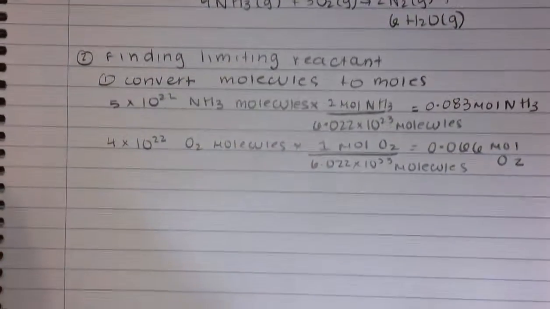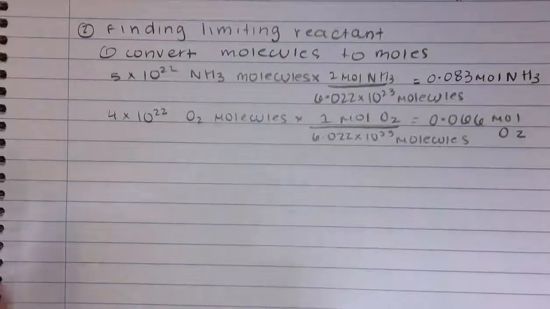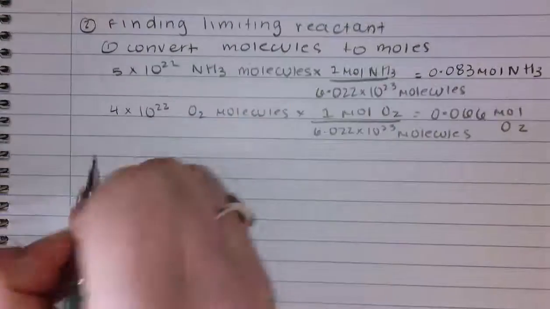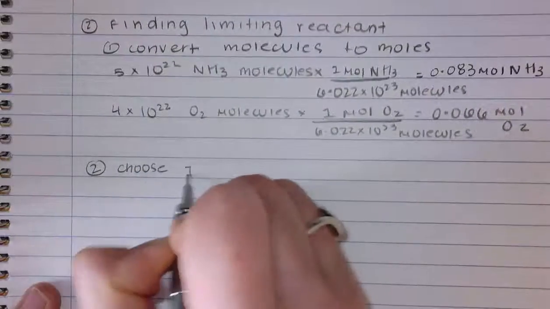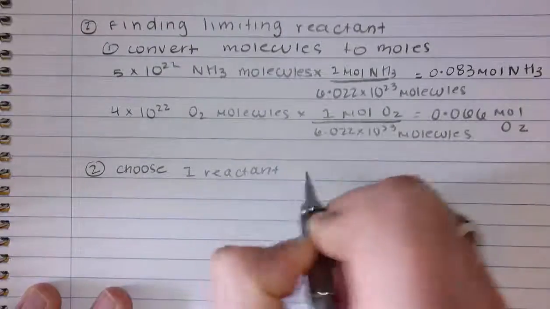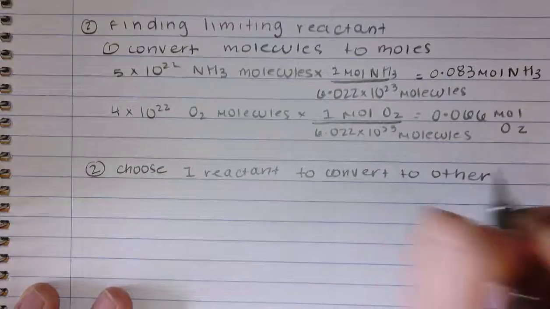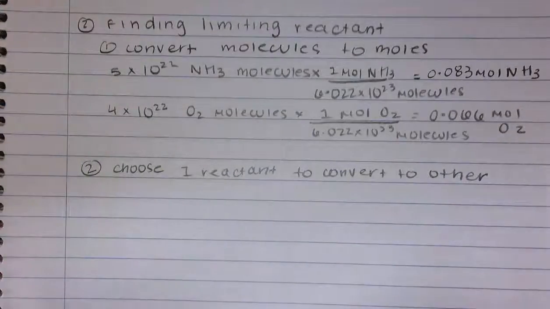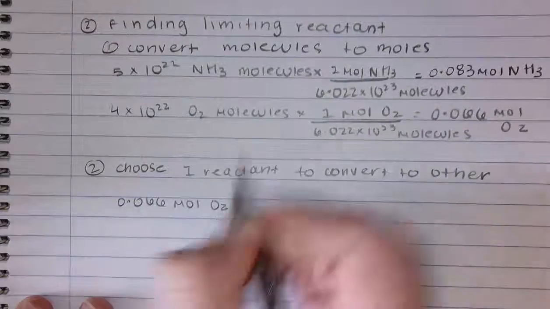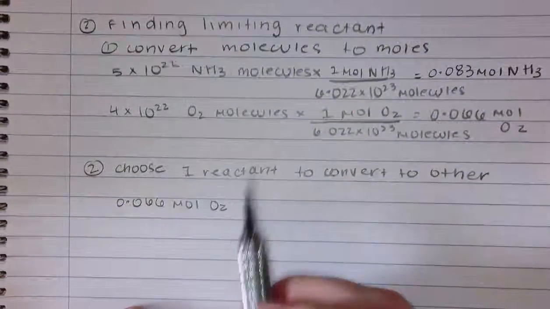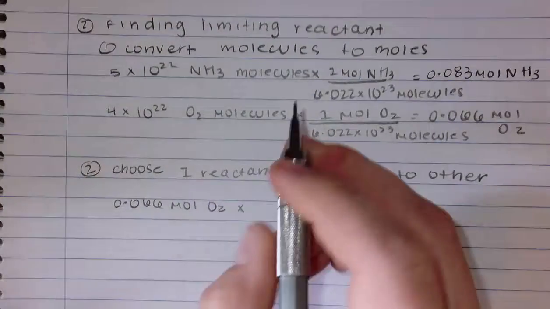Okay. So, similar to balancing equations, people find the limiting reactant in a lot of different ways. Something that I think is an easier way of doing it is to choose one reactant to convert to the other. And I'll explain once I've done this. So you can pick either one. I'll pick oxygen. So I have 0.066 moles of oxygen. And I'm going to convert this to ammonia, my other reactant, just by the stoichiometric coefficients of our balanced equation.